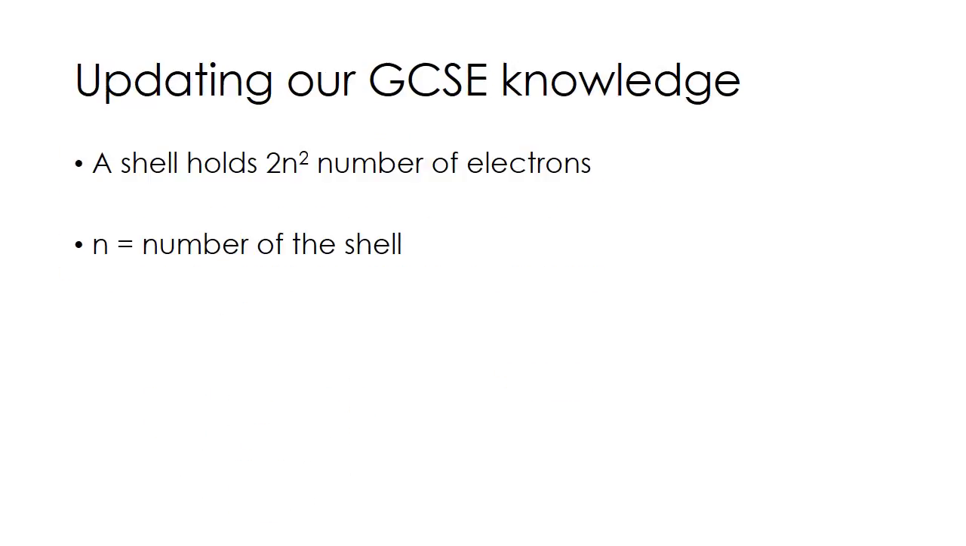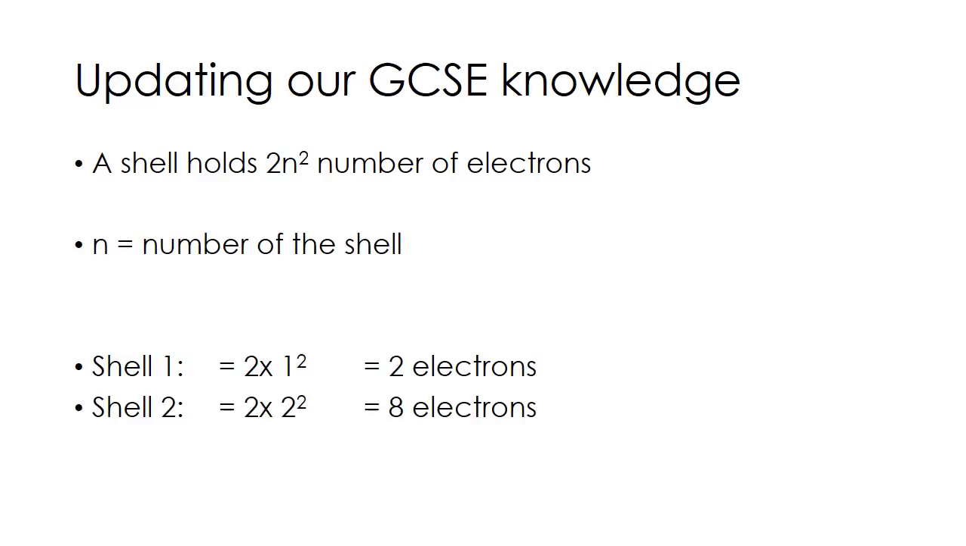So we need to update our GCSE knowledge, because what you learned at GCSE was a simplification. At A level, we're taught that a shell holds 2n squared electrons, where n is the number of the shell. For example, for the first shell, it's 2 times 1 squared, which is 2 electrons. The second shell is 2 times 2 squared, which is 8 electrons. And for the third shell, it's 2 times 3 squared, which equals 18 electrons.